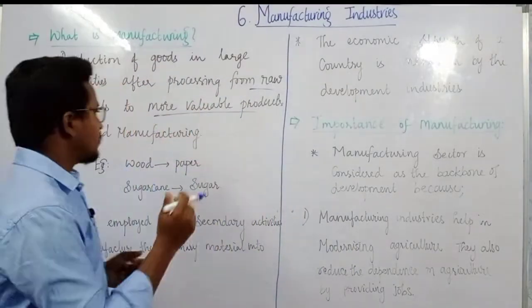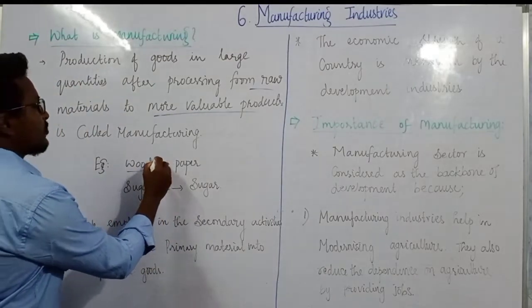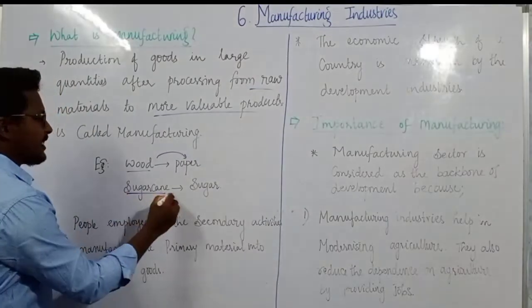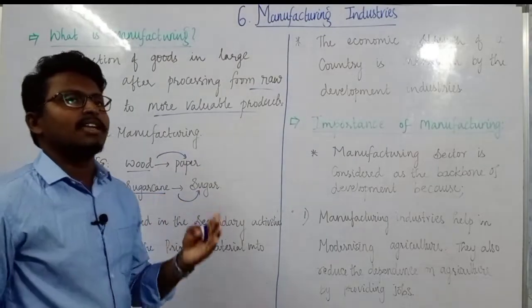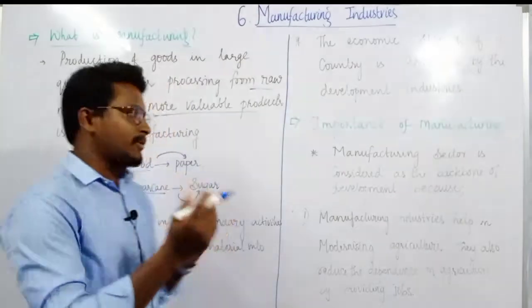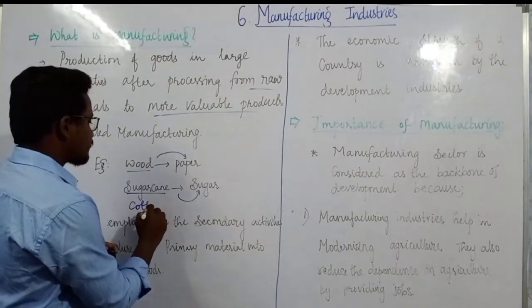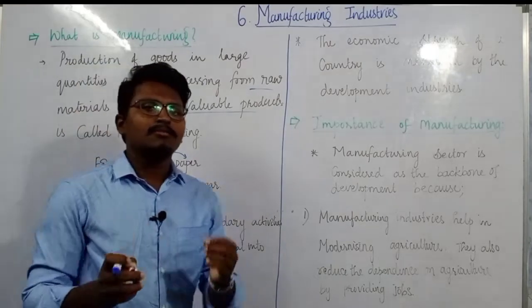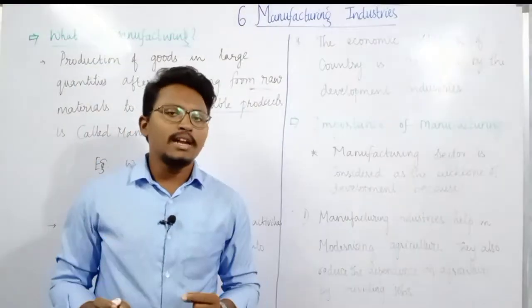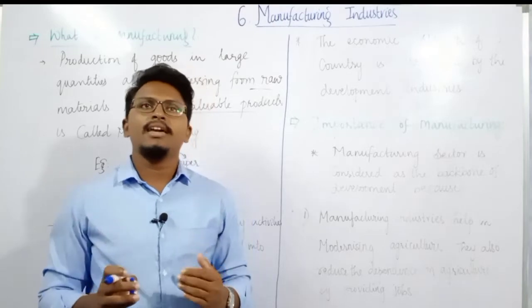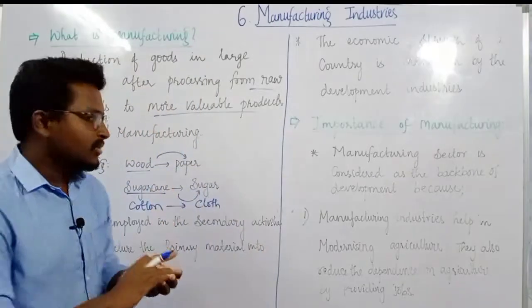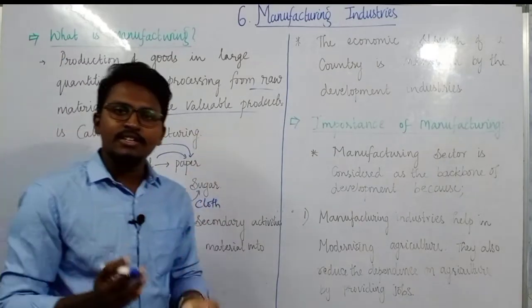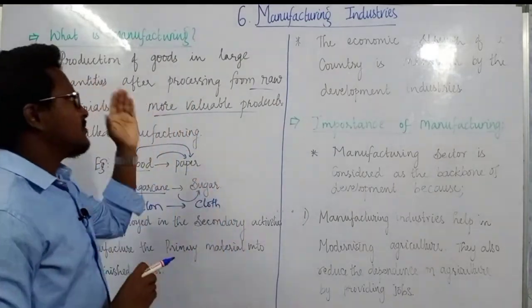For example, you take raw material wood, and after processing it can be turned into paper. Then you take sugar cane, it can be turned into sugar, jaggery. Like this, many raw materials. Maybe you take one more thing, cotton can be made into cloth or shirt or fan. Like this, most of the things we will not get directly from nature. Instead, they need some kind of processing. So, the process of changing the raw material into more valuable and finished goods, we call this manufacturing.